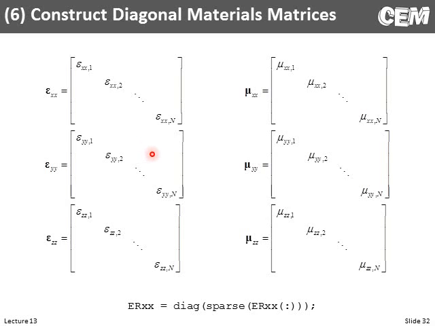When all is said and done, they look like this. There's zeros everywhere except numbers going down the diagonal. And these are all your epsilon XX components over the entire grid. So we do this 6 different times to calculate epsilon XX, epsilon YY, epsilon ZZ, mu XX, mu YY, and mu ZZ. Now we have our diagonal material arrays that we can use to build our matrix wave equation.